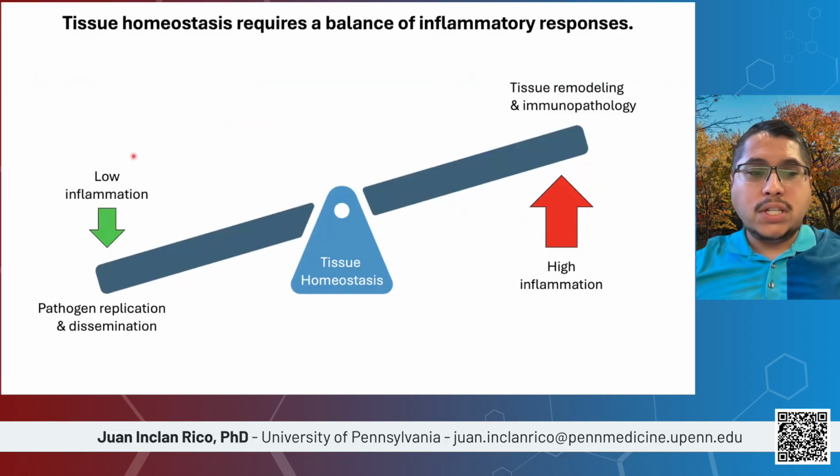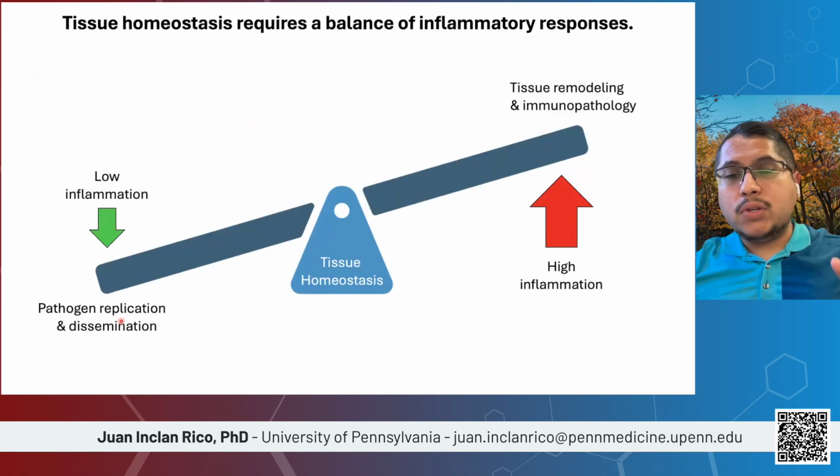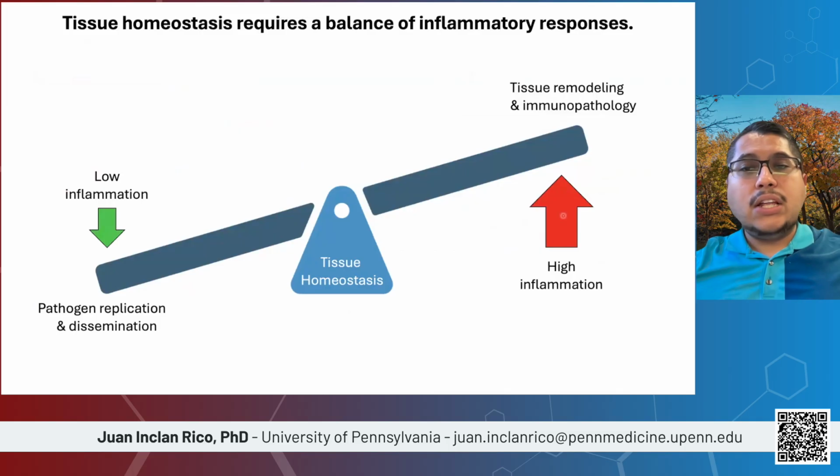When tissues encounter pathogens, for example, they need to quickly enable efficient inflammatory responses that are able to prevent the replication of these pathogens or dissemination throughout the body. However, these same inflammatory responses need to be controlled. Otherwise, excessive inflammation can lead to a lot of tissue remodeling and immunopathology. Maintaining tissue homeostasis requires this balance between low and high inflammatory responses that enable not only maintaining tissue homeostasis, but also preserving organ function.